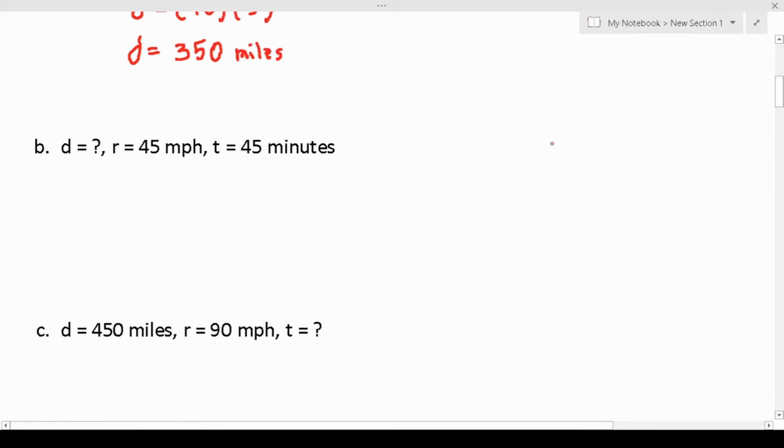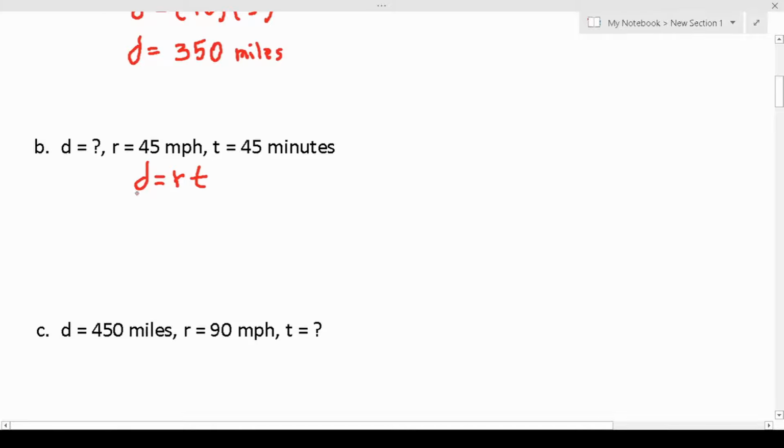All right, for B, we're still trying to figure out what distance is given a rate of 45 miles per hour and a time of 45 minutes. So to start, I'm going to copy down the distance formula. Again, that's D equals R times T.